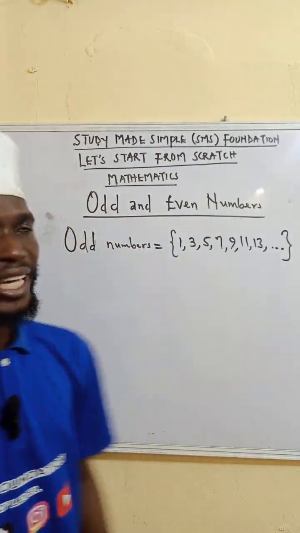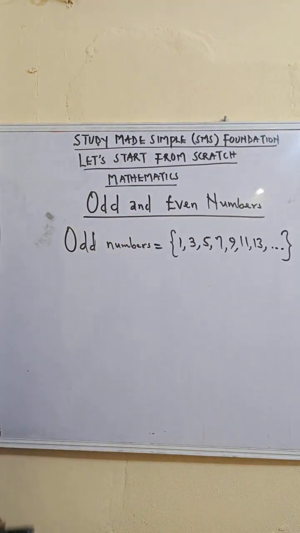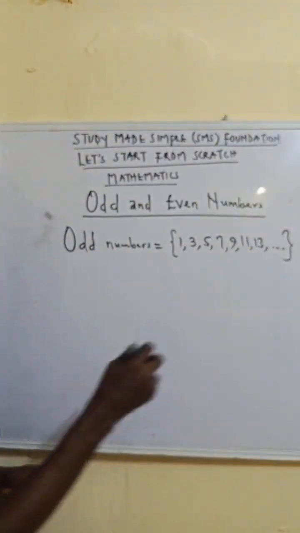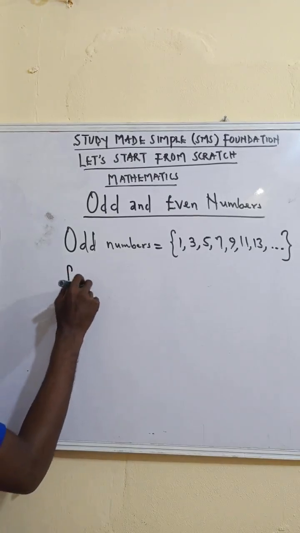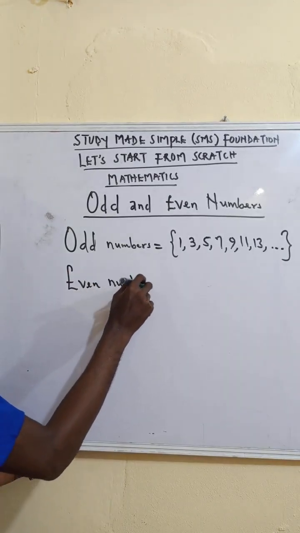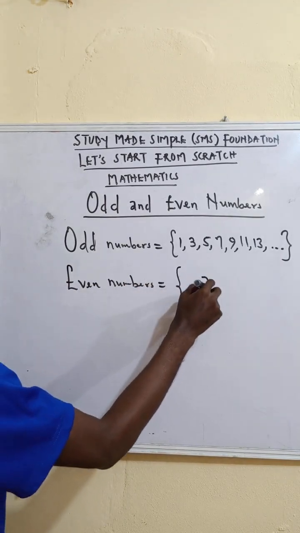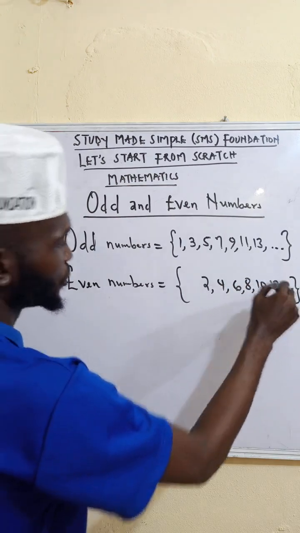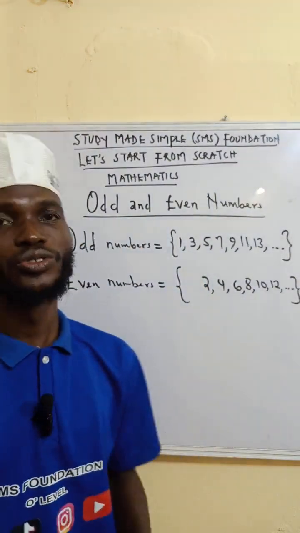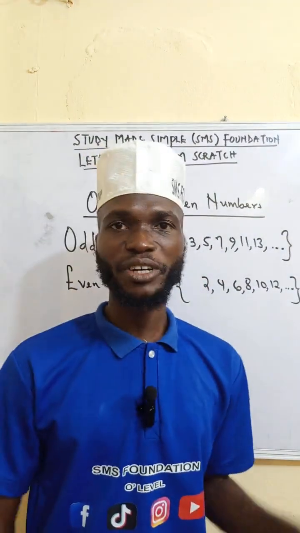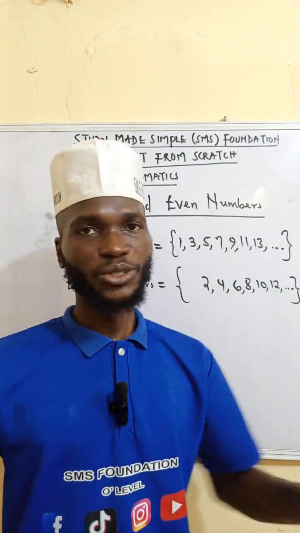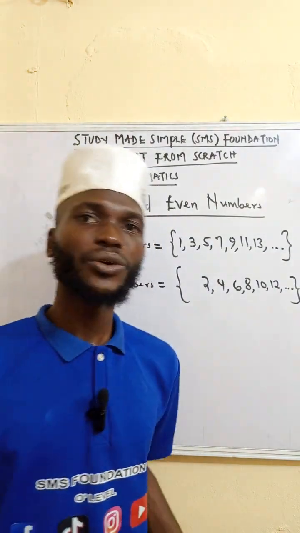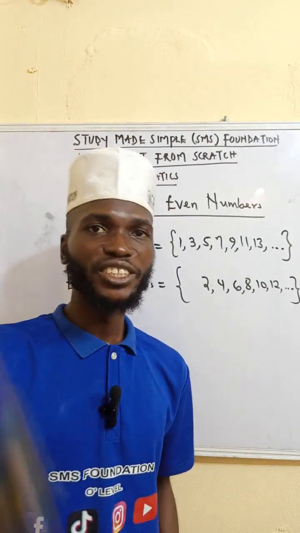That's how it goes. Now, on the other hand, even numbers are numbers that can be exactly divided by 2 without any remainder. Examples of even numbers are 2, 4, 6, 8, 10, 12, and so on. We cannot get to the end because it's infinite too. Each of these numbers, if you divide by 2, leaves no remainder. It divides evenly.